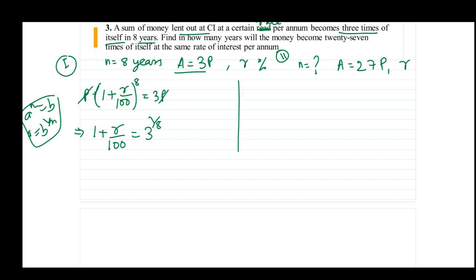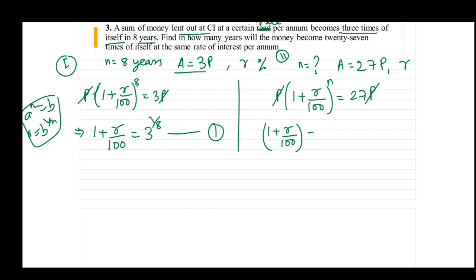And from the second condition, what did you get? Let's take it as equation number 1. From the second condition, it is P times 1 plus R over 100 to the power n, because n is unknown, is equal to 27 times P. R is the same, and now you can cancel P. And from here you get 1 plus R by 100 is equal to 27 to the power 1 by n. We can write 27 as 3 cube, and by using the law of indices we can write it as 3 to the power 3 by n, right? Because we multiply the powers. This is equation number 2.